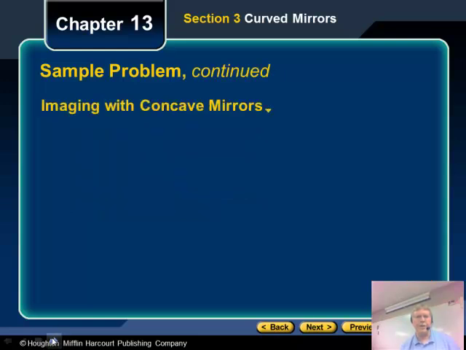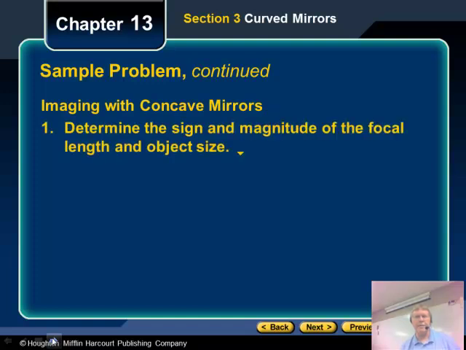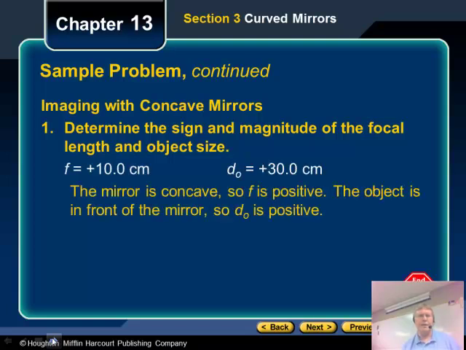If we look at this, first of all we need to determine the sign and the magnitude of the focal length and the object size. The focal length is positive since the focus is located on the same side of the mirror as the object, and that's how you determine that. The object distance is also on the same side of the mirror as the focus, and so it is at a positive 30 centimeter distance. So both f and d_o are positive.